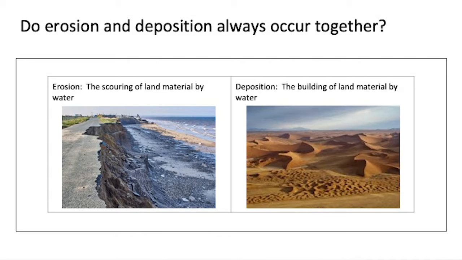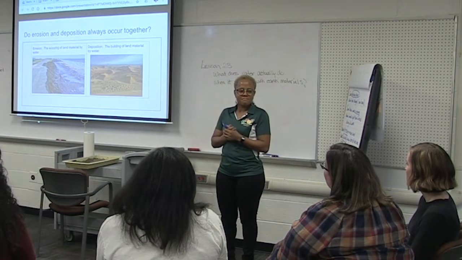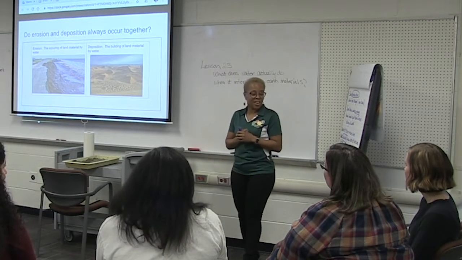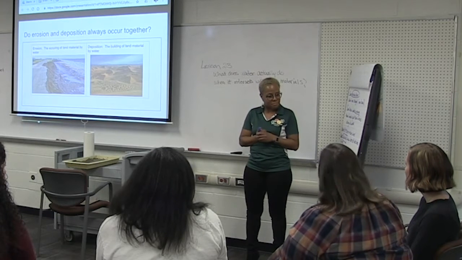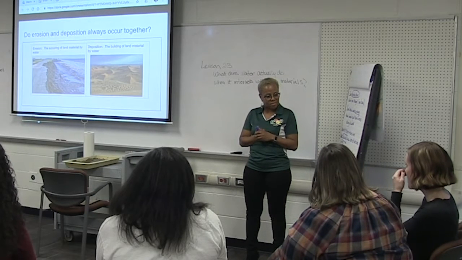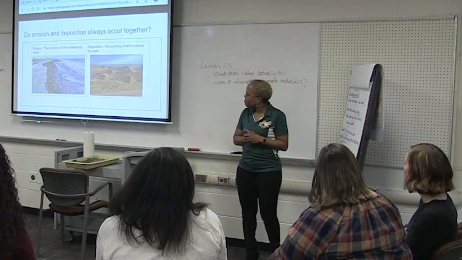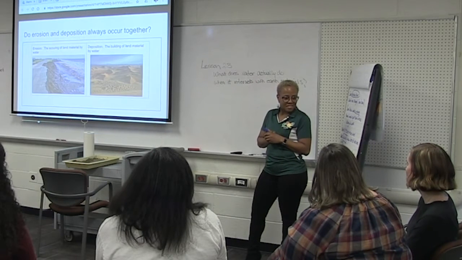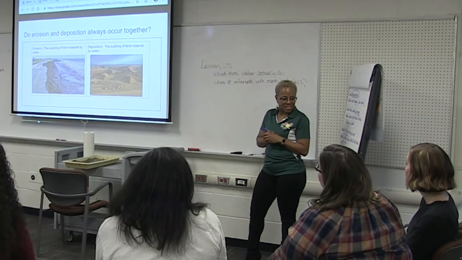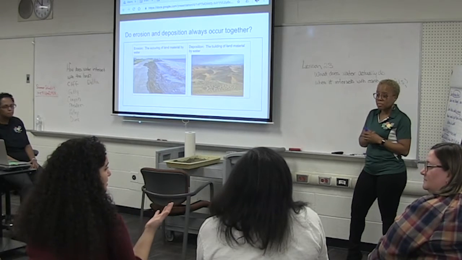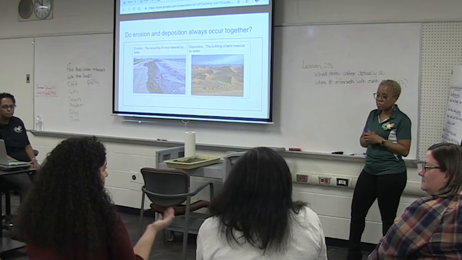Do they always occur together? Well, the land has to come from somewhere. Okay. But, looking at the dunes up there, it's a desert where there's not a ton of water. So I wonder if water made those dunes or if something else made those dunes. Off of that, erosion doesn't always have to occur with water.